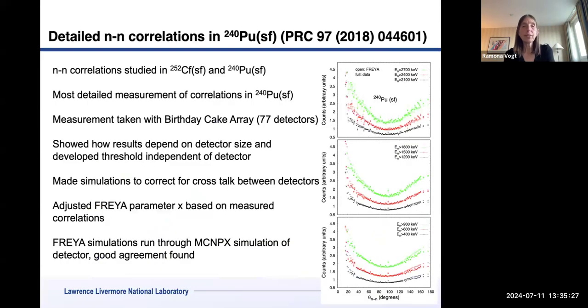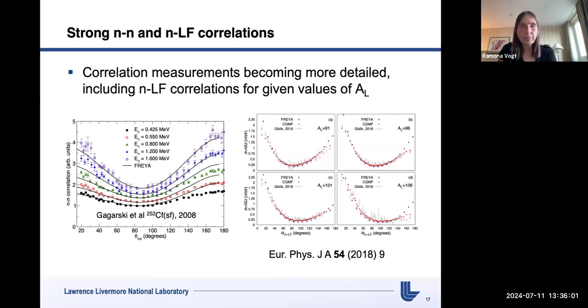Okay. So you can study these correlations, and this is in plutonium-240, and in fact, we could tell already from this that this X for plutonium-240 was about 1.3, because what we assumed originally didn't really match the data very well. So that's how we could tell that X affected both nu of A and the correlations.